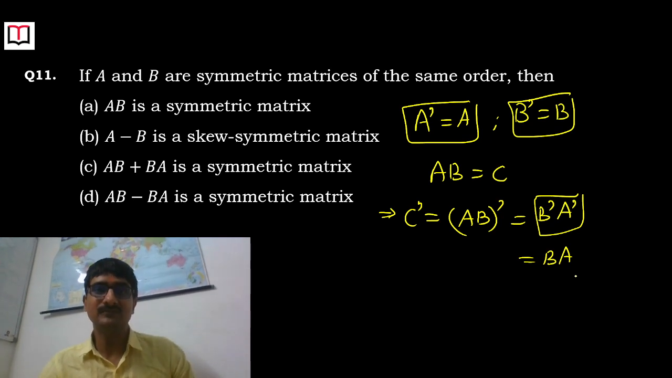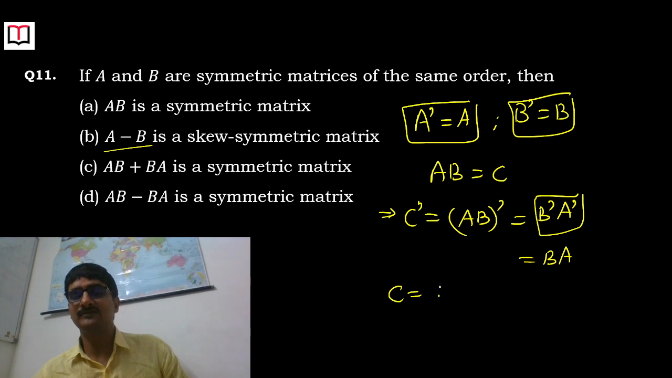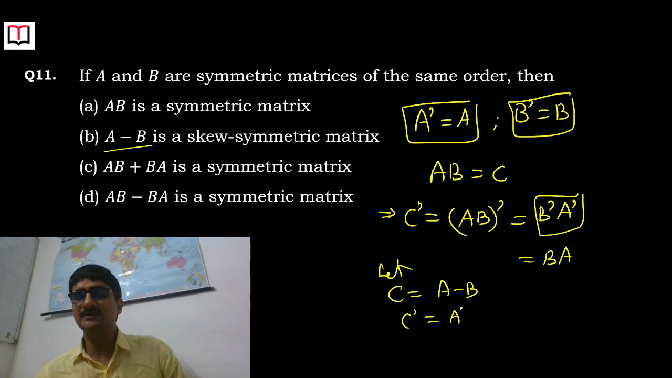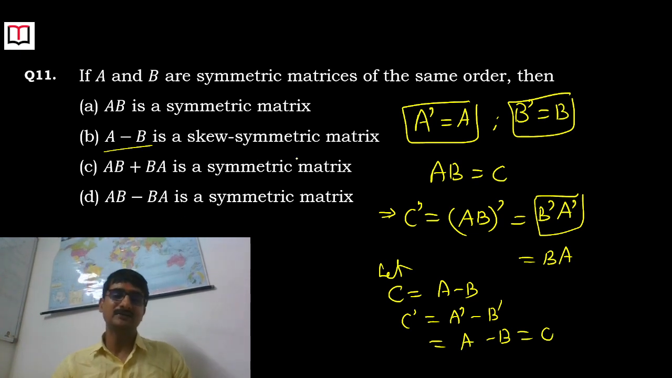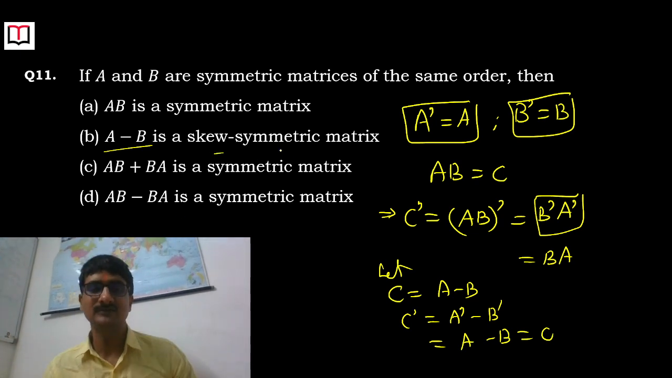We all know that the product of matrices may not follow the commutative property. Okay, now let's move to A minus B. Again, I will say let C be A minus B. So C dash is A dash minus B dash, which is A minus B, which is C. So A minus B is a symmetric matrix. Now that's not the option, because it's given that it's a skew symmetric matrix.